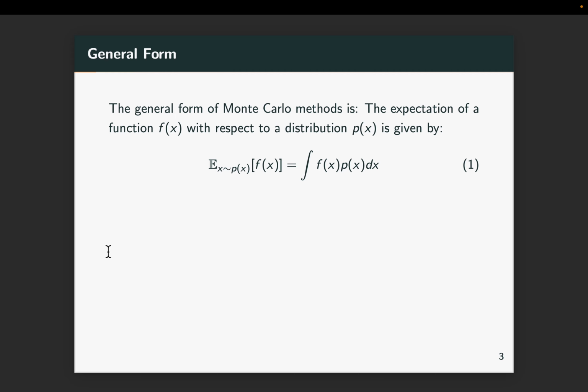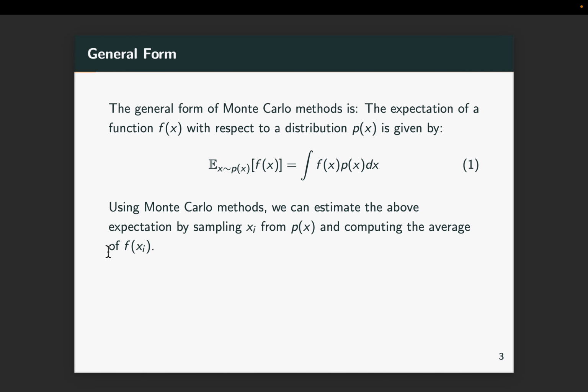The typical way in which such methods are employed in the context of Bayesian machine learning is, we'll have p(x) to be what? The prior or the posterior, and f(x) to be the likelihood. That's generally the way we'll be using it: f(x) to be some likelihood-like function and p(x) to be some probability distribution. Most of the time we'll be using things like the prior or the posterior.